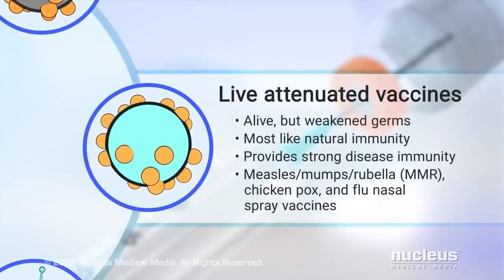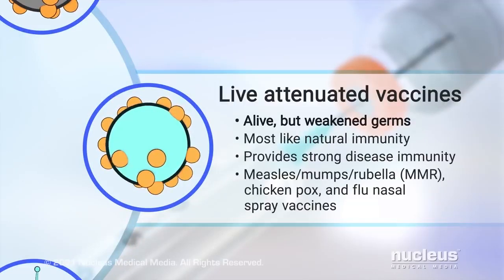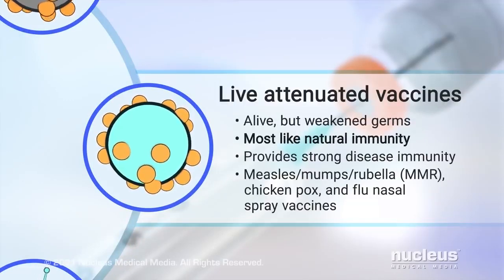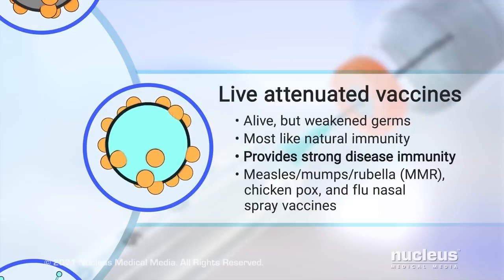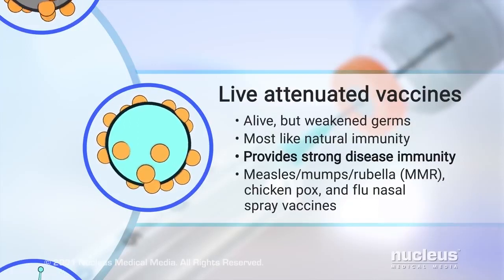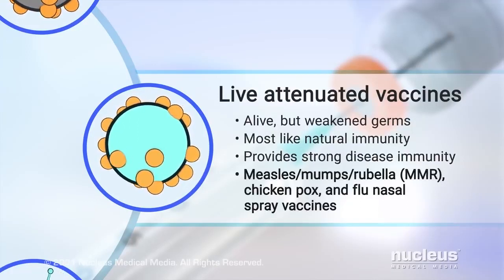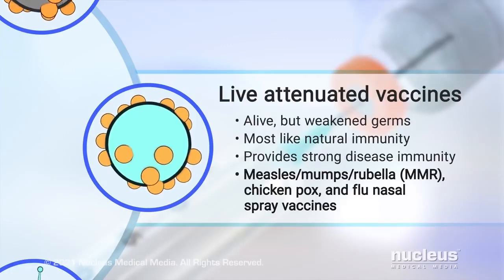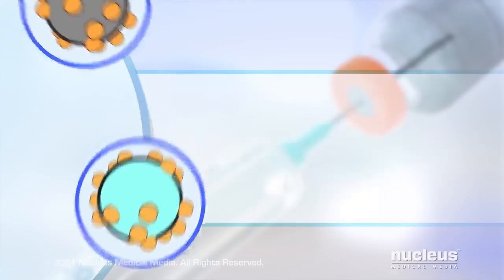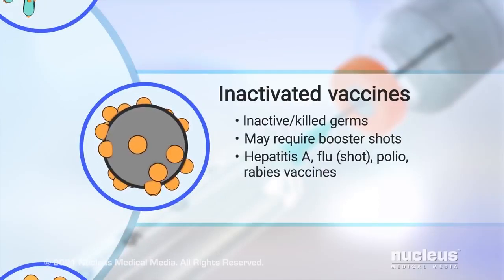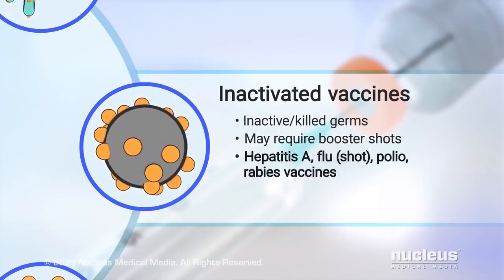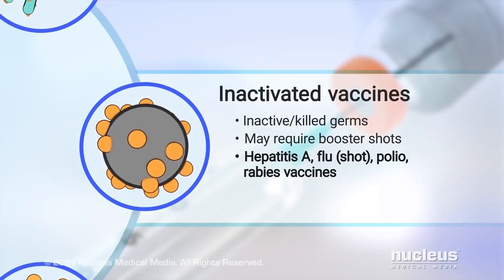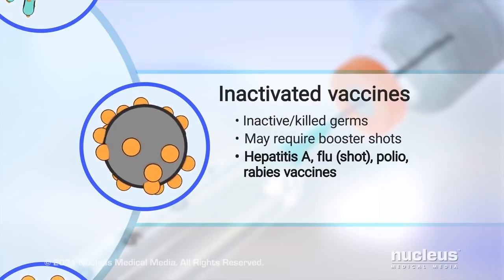Live attenuated vaccines use alive but weakened germs. They're most like a natural infection and provide a strong disease immunity. Examples are the measles, mumps, rubella, chickenpox, and flu nasal spray vaccines. Inactivated vaccines use inactive or killed germs. You may need several doses or booster shots over time. Examples are the hepatitis A, flu, polio, and rabies vaccines.